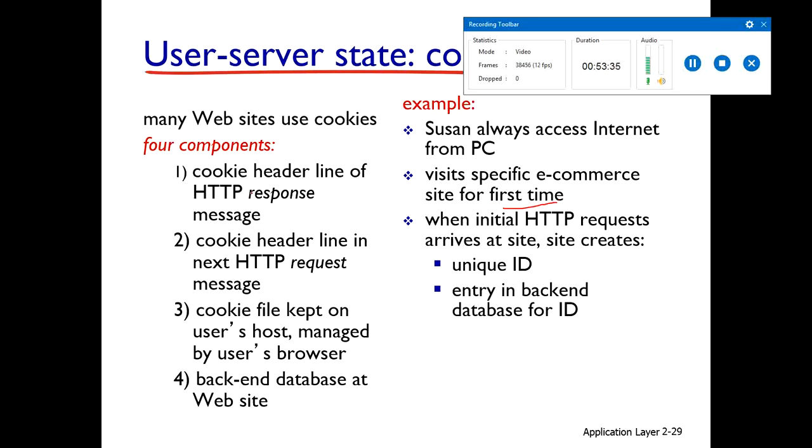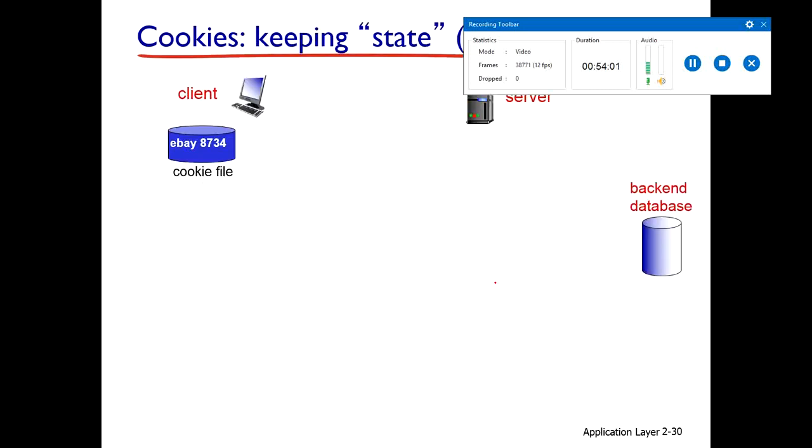So when the first, or initial, HTTP request comes to the site, what will the site create? The site will create 2 things. First is a unique ID. Second is an entry in the backend database for that ID. So these are the 2 things created when you send any HTTP request for the first time: a unique ID and an entry in the backend database for that ID.